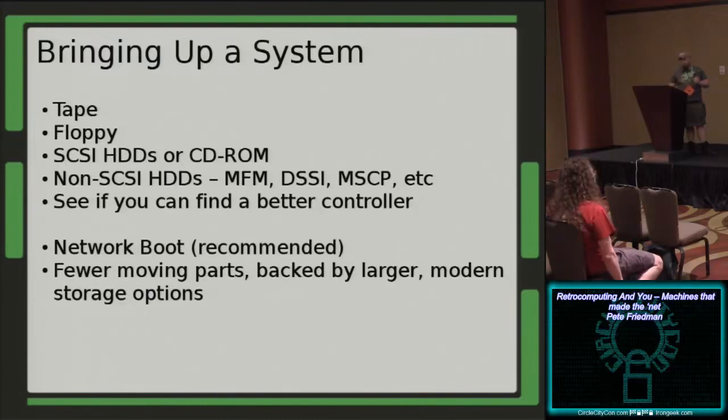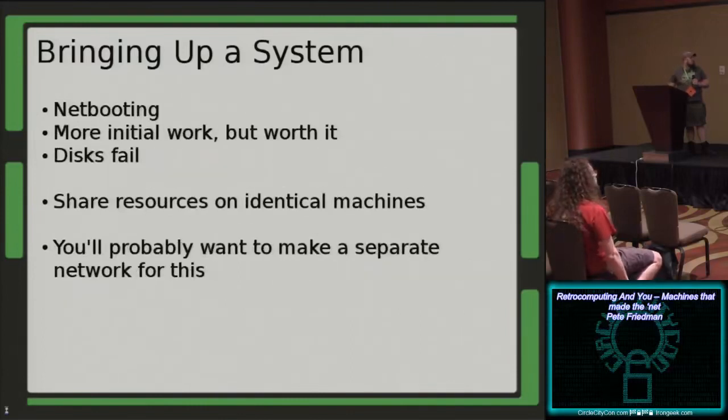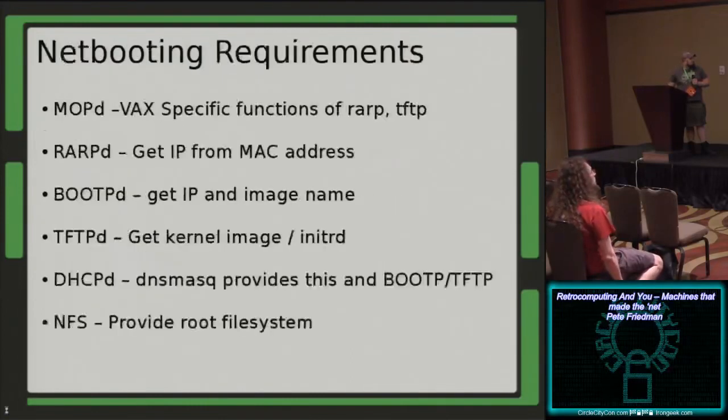So net booting is probably the best way to go. What do you need to net boot? Well, if you're running a VAX, there's a management protocol, MOP. It's Digital Equipment Corporation specific. And there's mopd on NetBSD. Basically you give it a kernel image to load, and it goes ahead and does it. It combines reverse address resolution as well as TFTP in one package.